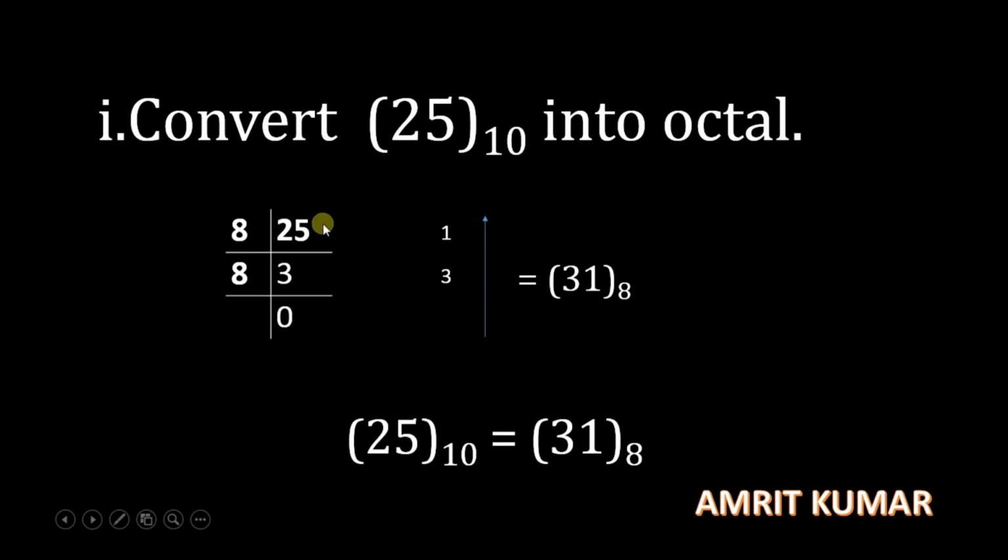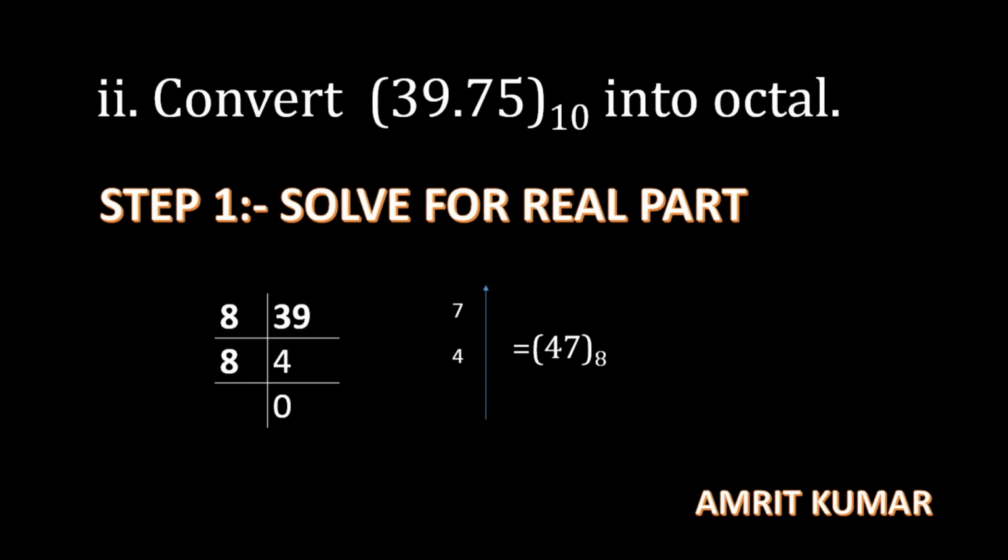So this was all about how a decimal value has been converted into an octal value. So this is our output, that a decimal number, we can say 25, has been converted into an octal value. So this is how we can follow the rule to convert a decimal number into an octal number. Now let's look at another example.